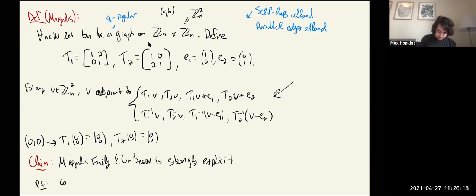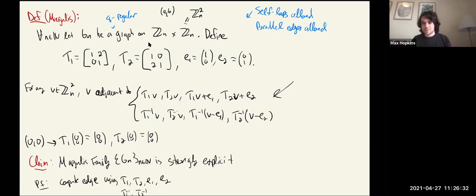So just compute the edge using T1, T2, E1, E2, and the inverses, I guess. Right, so that's all you need to know, right? We're basically, by definition, these are already strongly explicit.